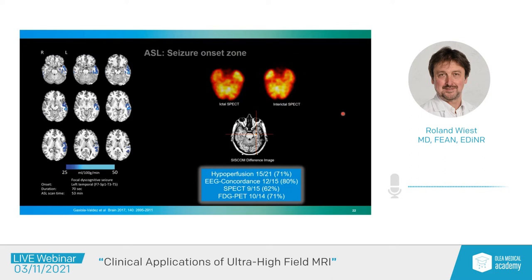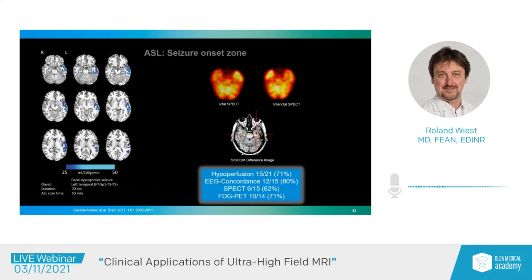It has been shown also by a group from London recently that you can use this kind of postictal versus interictal perfusion subtraction in order to determine the seizure onset zone. And they have shown in their study that the diagnostic yield of taking into account this kind of subtraction perfusion change is similar to the diagnostic yield of the surface EEG, but also of the nuclear medicine methods PET and SPECT. So we will look forward to how we can implement this method in our hospital. We're currently building the setup to do so, and we're very excited to see if this also works with the ultra high field unit that we have.